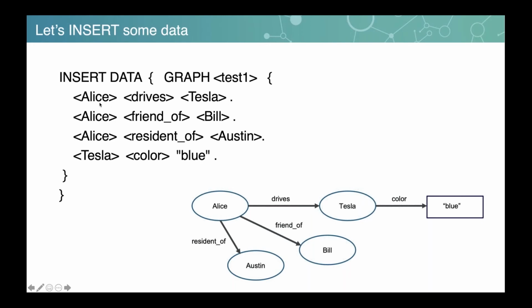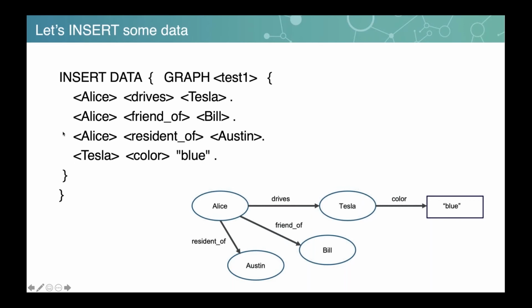What I will point out is that it's important that each subject is unique. So Alice would basically be an ID. This might not be a real world case here, but just as a simple example, you would basically have some ID here in place of this. But we're just going to do these very simple examples to get you up and running with SPARQL and RDF in a quick way. So here we have insert data into graph test1, and then I put our triples that we talked about earlier. So Alice drives a Tesla, Alice is a friend of Bill, etc.